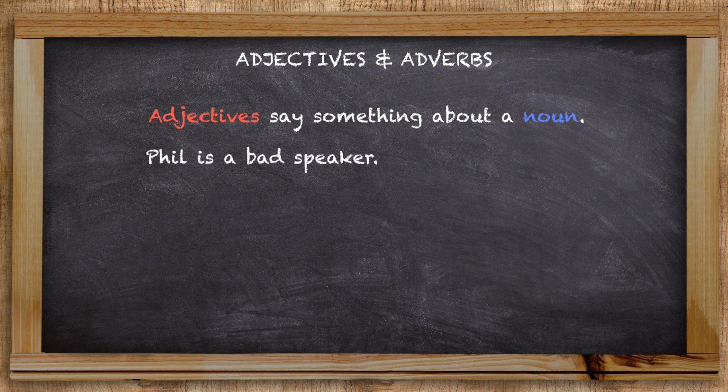In the sentence, Phil is a bad speaker, the adjective bad says something about the noun speaker. For the person reading or hearing the sentence, it clarifies what type of speaker Phil is. He isn't a good speaker, not an okay speaker, but a bad speaker.